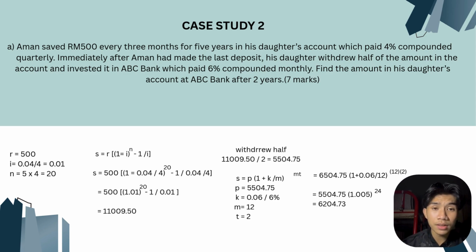This money is invested in ABC's bank at 6% interest compounded monthly for 2 years. Using the compound interest formula, S equals 5,504 ringgit and 75 cents times (1 + 0.06 over 12) to the power of 24. The final amount after 2 years is 6,204 ringgit and 73 cents. In conclusion, this case shows how regular savings grow over time and how compounded interest increases the investment value.